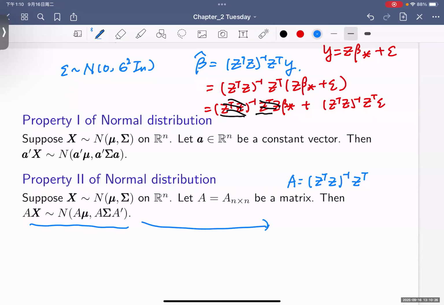So Z transpose Z inverse Z transpose epsilon will be a normal distribution. I just use A, so it's A times 0, and A times sigma square times the identity times A transpose. A times 0 will become 0, and A times sigma square times identity times A transpose we need to calculate.